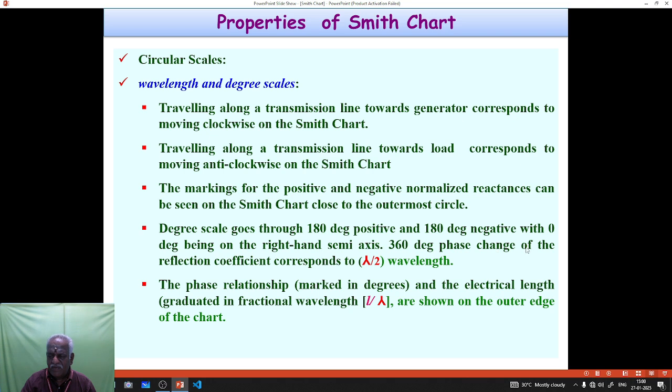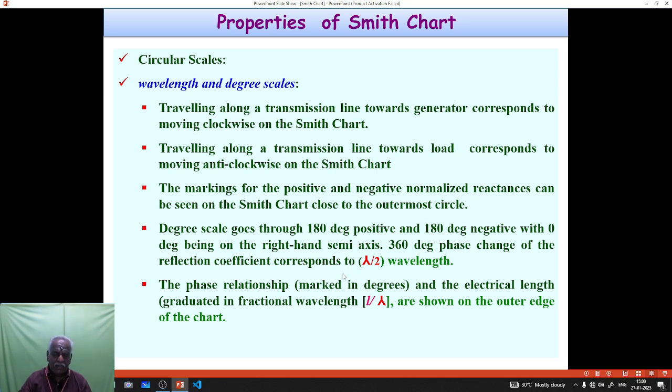A 360 degree phase change of the reflection coefficient corresponds to a distance of lambda by 2 wavelength. Moving through 360 degrees means you have traveled a distance of lambda by 2. The electrical length is lambda by 2. So the reflection coefficient we have already discussed.